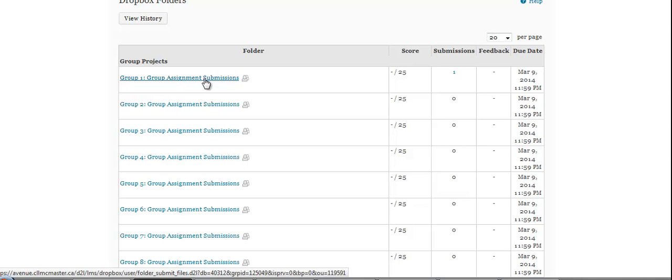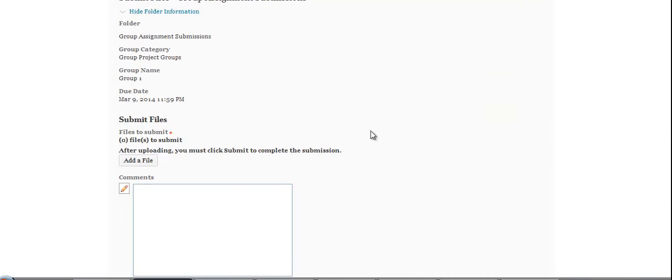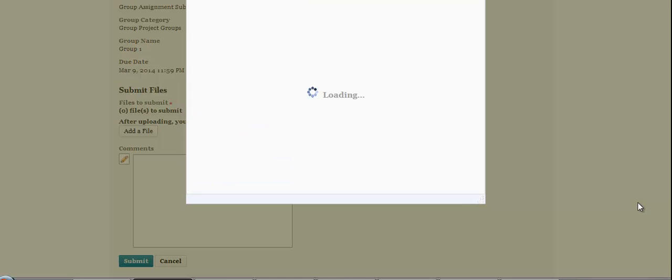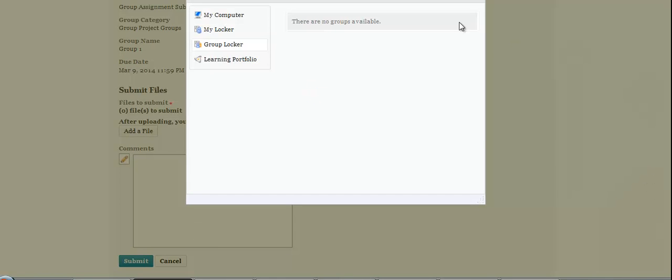Whoever is volunteered to submit to the group assignment, click the Dropbox. This is just for group 1. Make sure you click Add a File, browse your computer, so you can click My Computer.